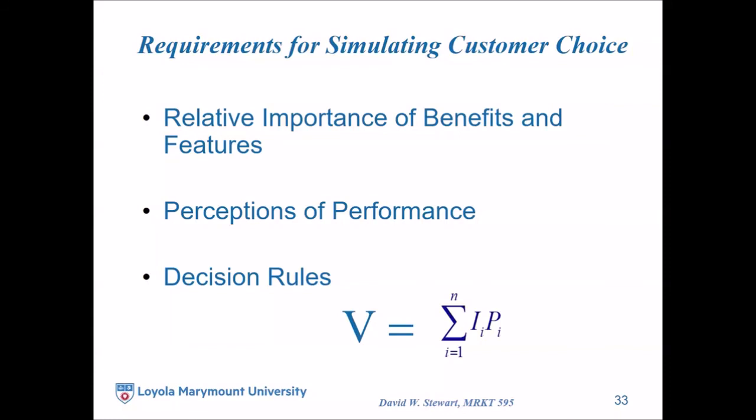In fact, in some business-to-business markets, you don't even need a survey, you just use the spec sheet. Because that's the way a lot of professional purchasing agents buy, they just compare the spec sheets. And lastly, I need some information about how they put this information together to arrive at a choice. And we call that decision rules.